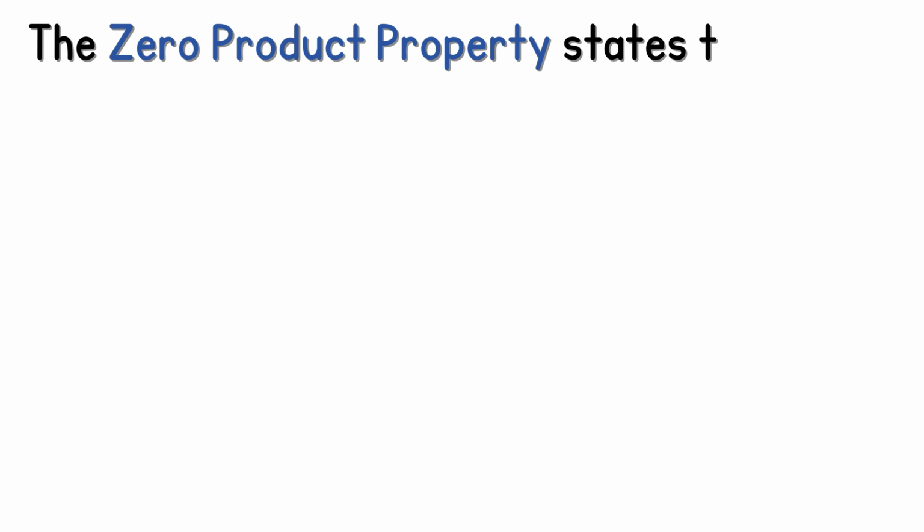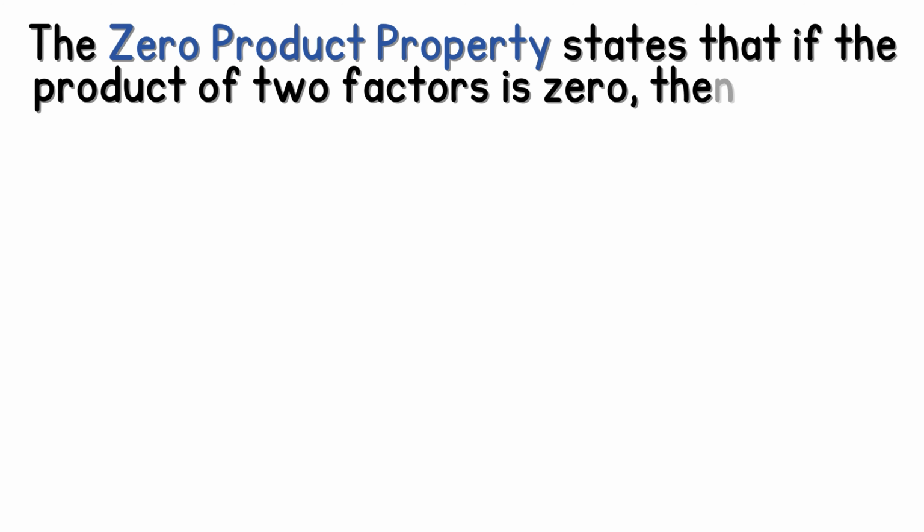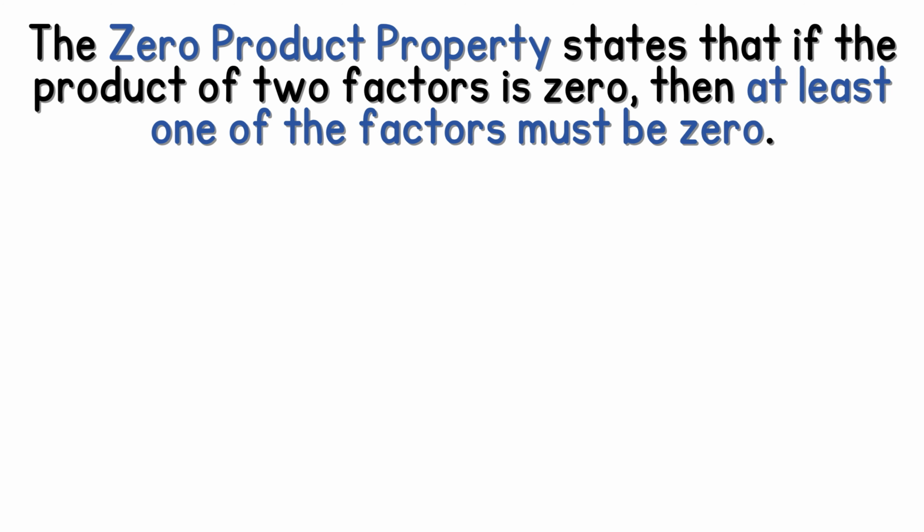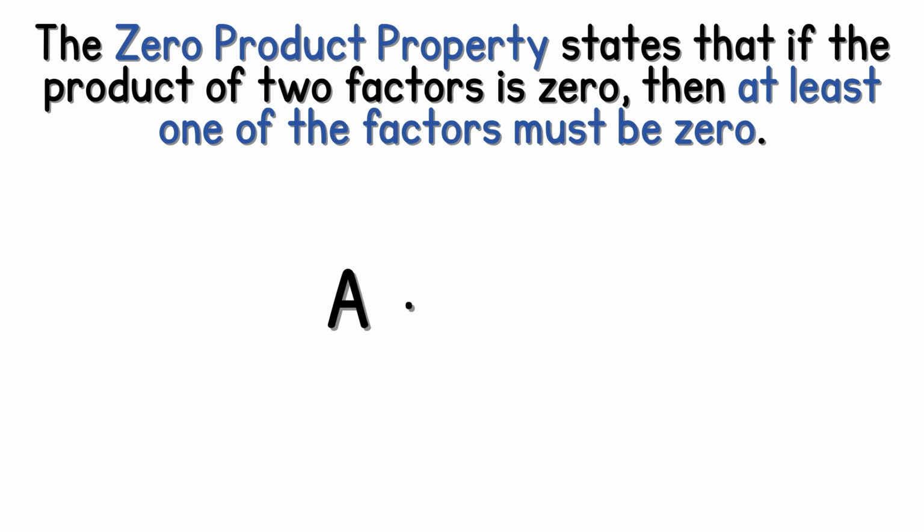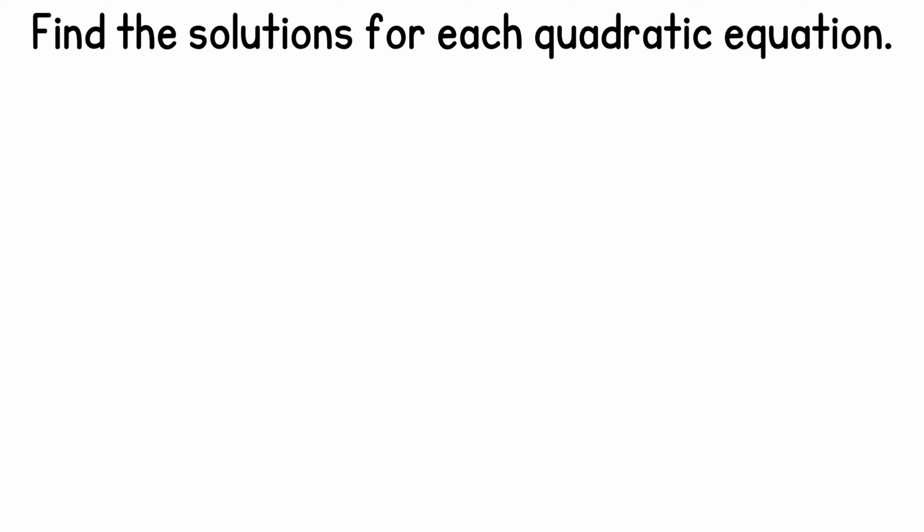The zero product property states that if the product of two factors is zero, then at least one of the factors must also be zero. So if we have an equation like a times b equals 0, then a must be 0, or b must be 0. So let's look at some examples using this property. We'll find the solutions for each quadratic equation.